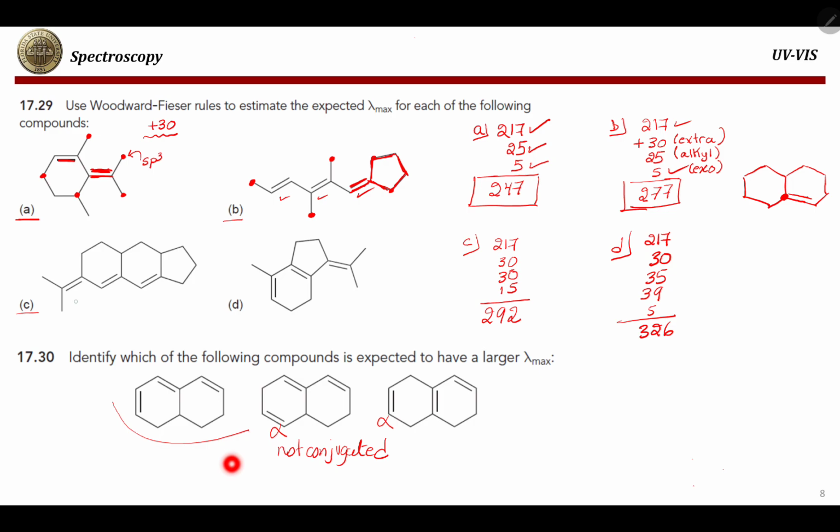In C, again, we have 3 double bonds, so 217 for 2 of them, and then 30 for the extra double bond. Let's look at the alkyl groups now. This is our double bond, so this is next to it. You cannot count this because this one has a double bond, but you can count this one here, this one also, this one, and this one. So we have 1, 2, 3, 4, 5, 6. 6 times 5, that's 30, for the alkyl groups.